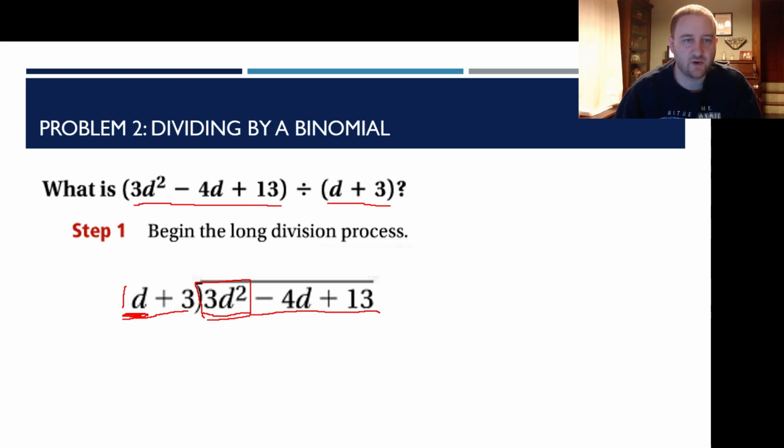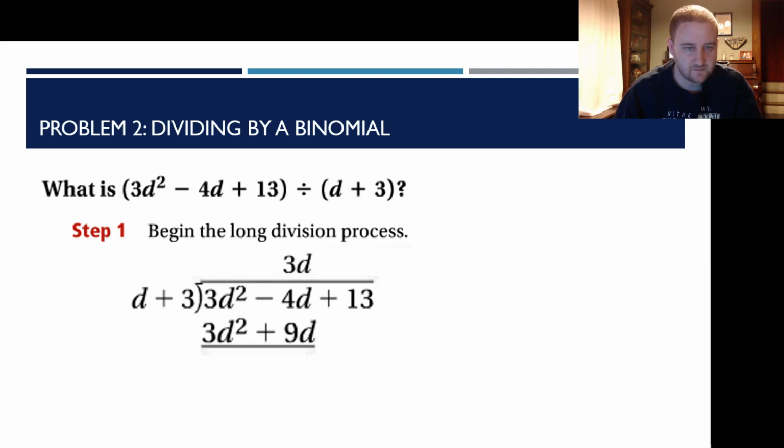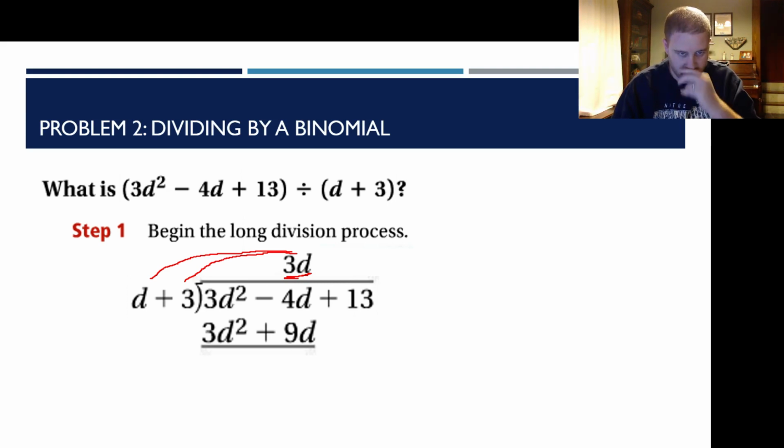And what we're going to do is write that in this spot right here. Okay? So 3d goes right there. Okay, so now here's how it works. 3d now, we're going to multiply this out. 3d times d is 3d squared. And then 3d times 3 is a positive 9d, which is right here.